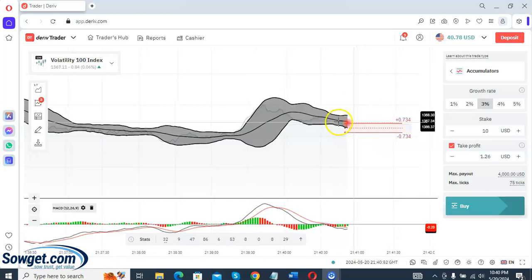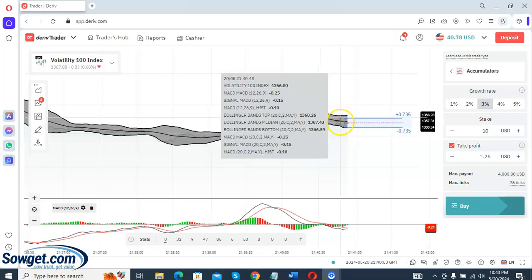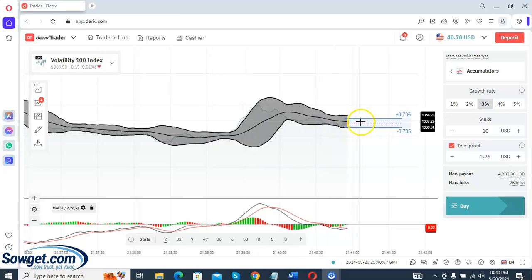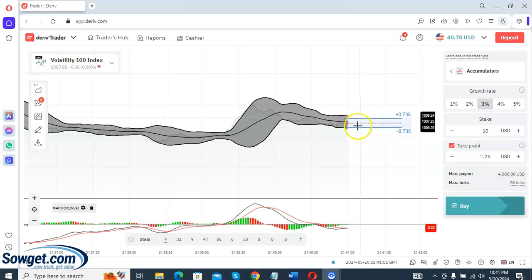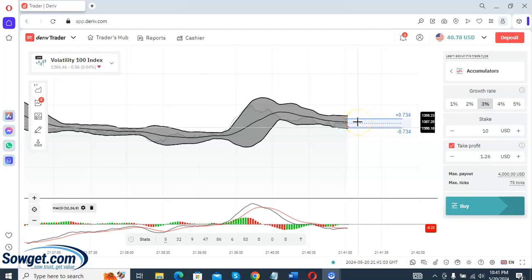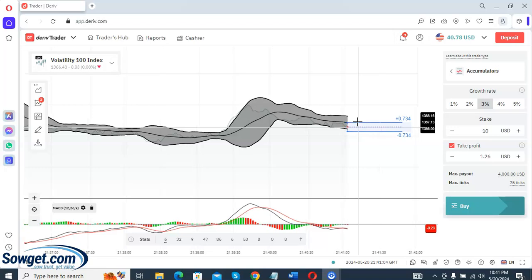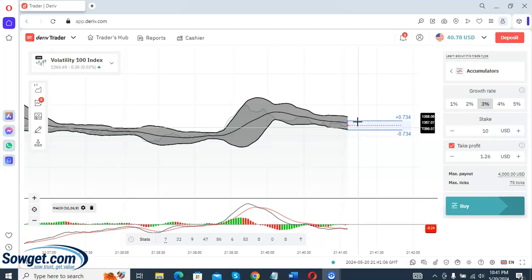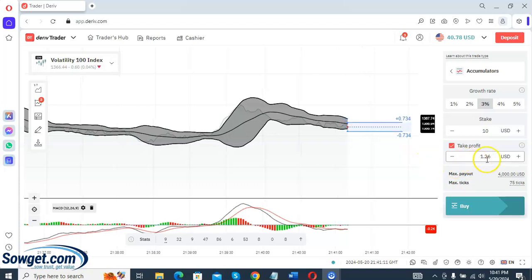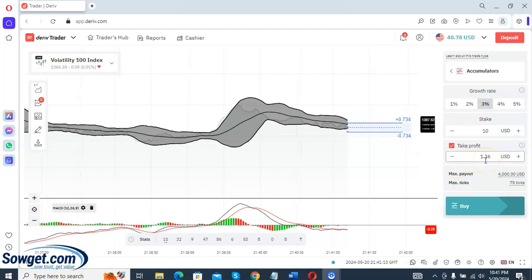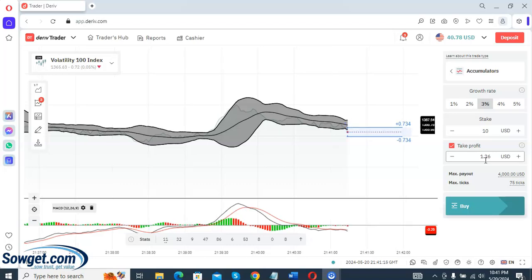So once the upper and the lower Bollinger Bands are inside the price barrier, or they are just approximately touching the price barrier lines, then that is the best moment that we can take a trade. And once we take a trade, we only need 4 ticks, just 4 ticks, for us to make our take profit of $1.26. So that is what I'll be doing in this tutorial, guys.